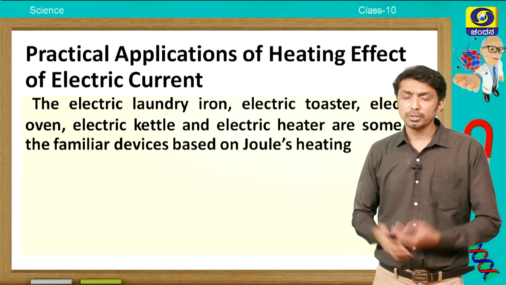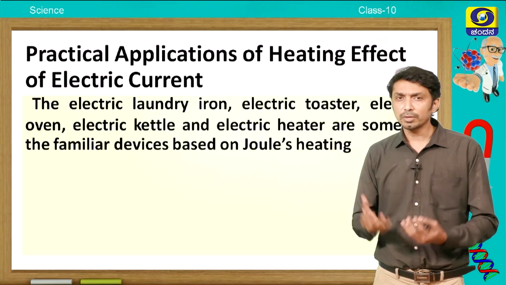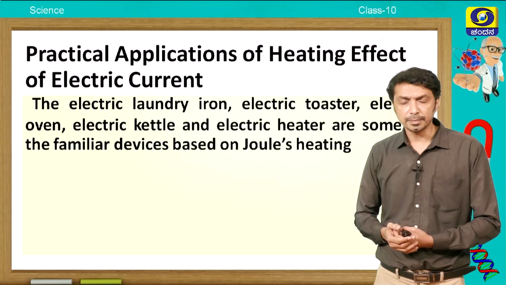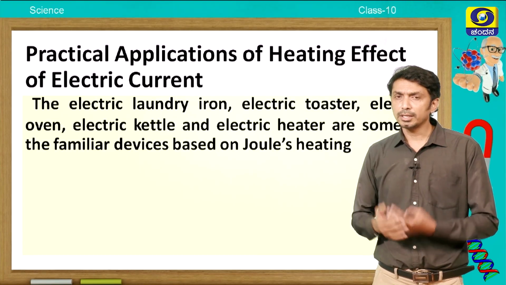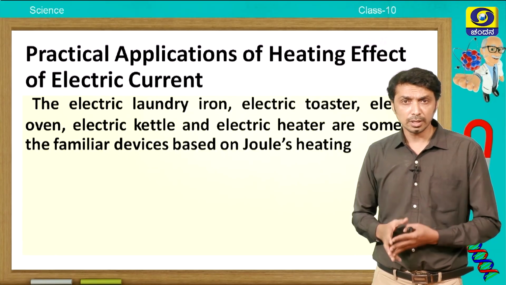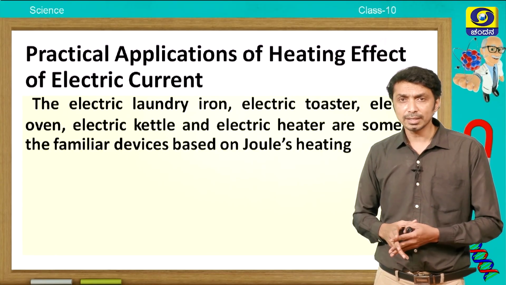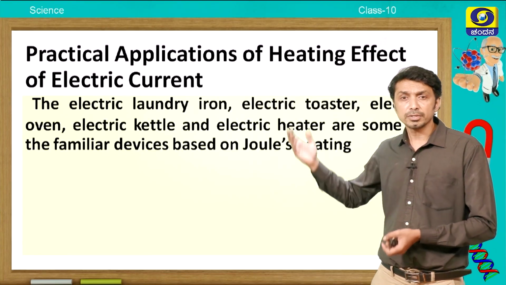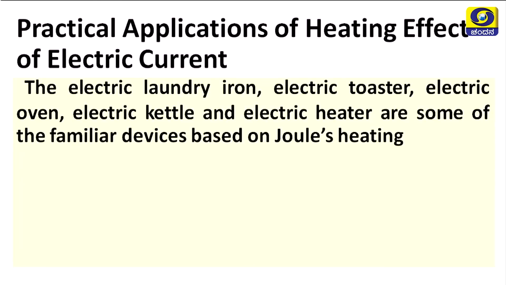Children, now you have learned how the amount of heat energy produced depends on various factors in any electrical appliance. Can you recall the electrical appliances you had mentioned earlier which work on the heating effect of electrical current? That means, they use electrical energy and produce heat energy. As you can see, electrical iron, electrical toaster, electrical oven, electrical kettle. All these are devices which work on the same Joule's law of heating.